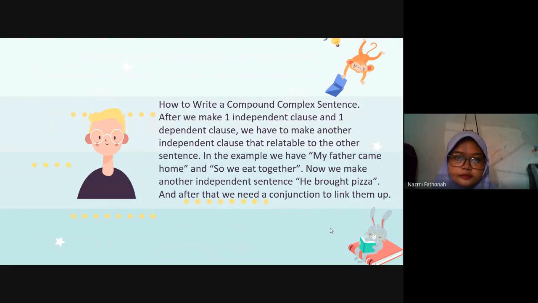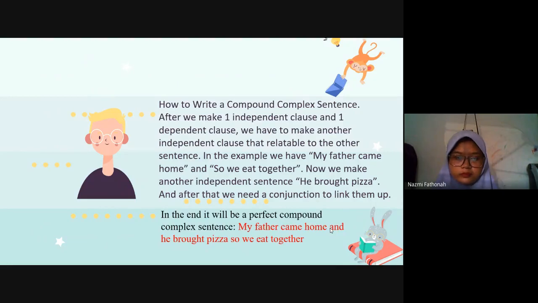And how to write a compound complex sentence. After we make one independent clause and one dependent clause, we have to make another independent clause that's relatable to the other sentence. In the example, we have my father came home, and so we eat together. Now we make another independent sentence. He brought pizza. And after that we need a conjunction to link them up. In the end, it will be a perfect compound complex sentence. My father came home and he brought pizza, so we eat together.